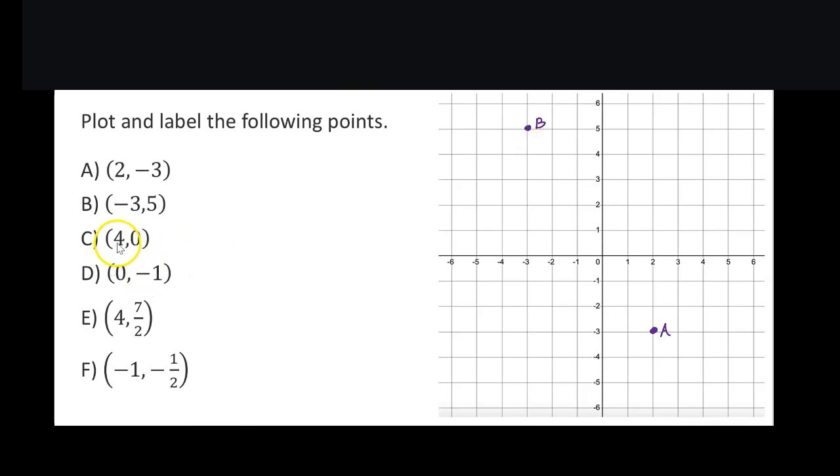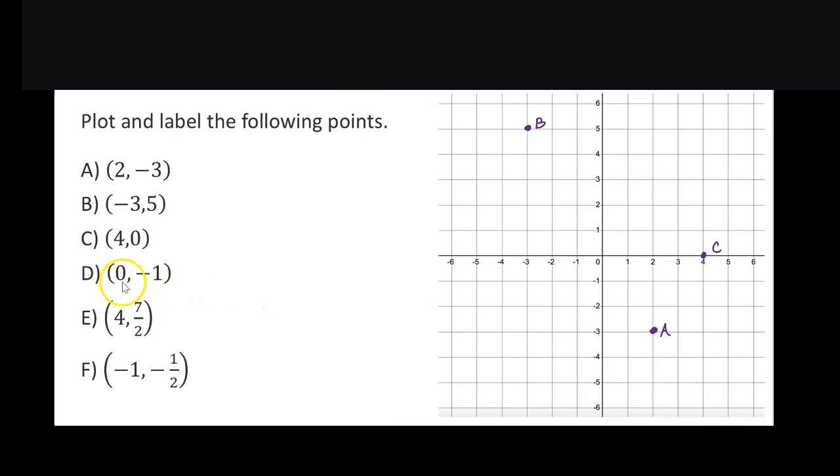Point C is the coordinate point 4, 0. So from the origin, we're going to go ahead and travel 4 units to the right. And from there, we're going to travel 0 units up or down. So in other words, we're going to stay right on the x-axis. So 4, 0 is on the x-axis.